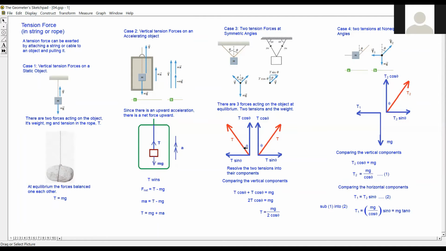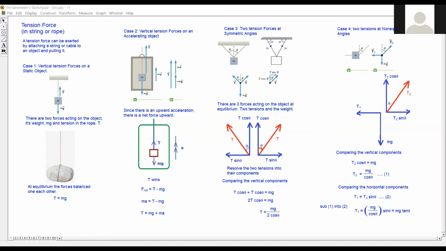In this case, the angle is the angle with the vertical. It's not the angle with the horizontal. Let me draw this angle. Okay, this one. Now this is the angle with the vertical. This is the vertical line, and the angle theta is the angle with the vertical.